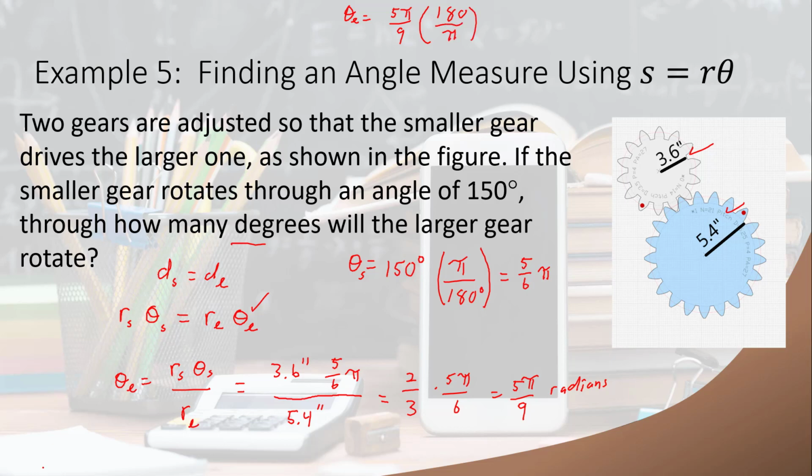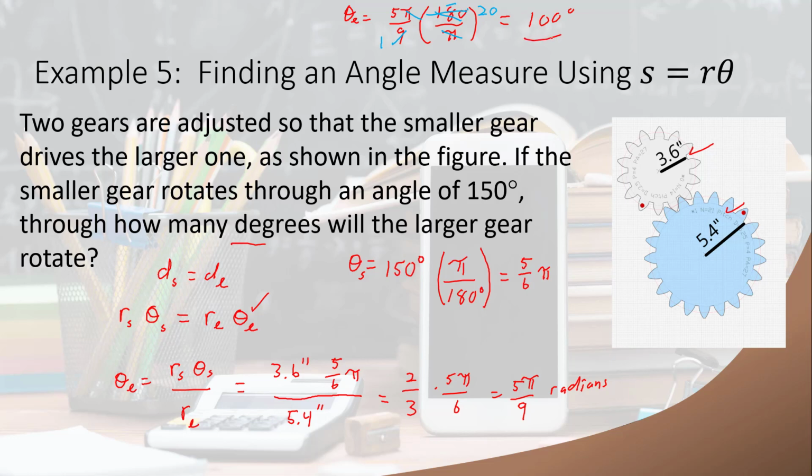Well, conveniently, the pi's cancel. It turns out that 9 divides 180. So this becomes 1, and then this should become 20. And then our final answer will be that the angle traveled by the larger gear is going to be 100 degrees. 5 times 20 is 100. And there we go. That is our answer.